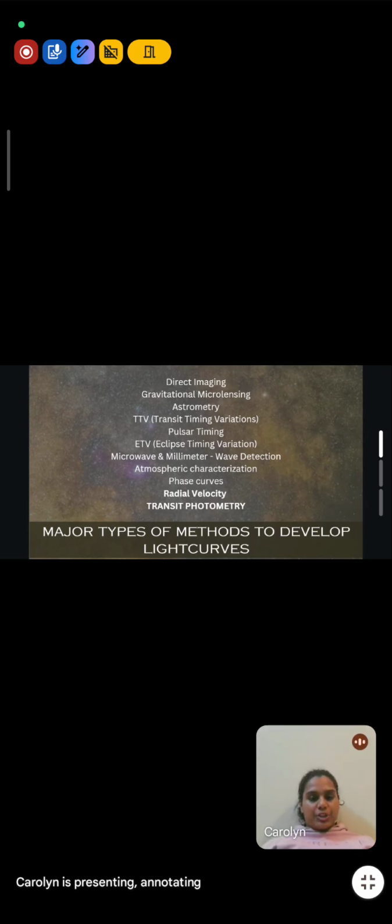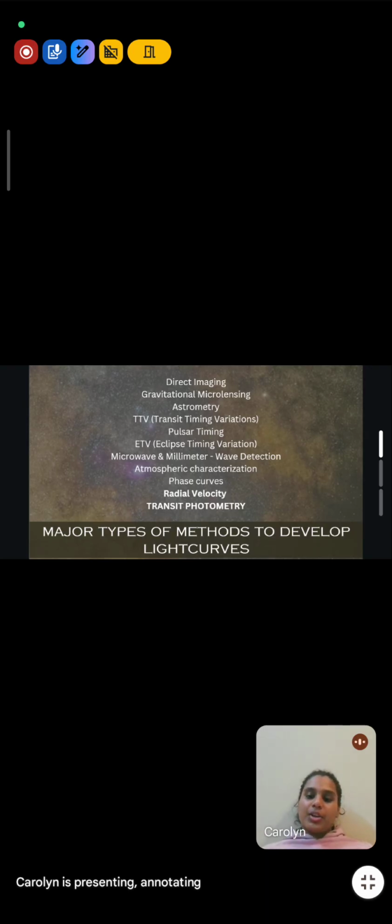Now, the next one is gravitational microlensing. Gravitational microlensing is utilized to find the gravitational fields of very massive objects, primarily stars. As you can hear in the name itself, it acts as a lens and magnifies the light from the background star, and it will cast that light onto the object that you are trying to observe.